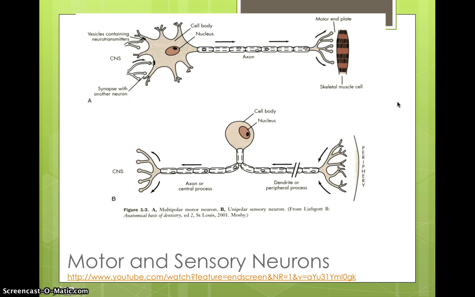Motor and sensory neurons are slightly different in their organization. With a sensory neuron, the cell body, with the nucleus inside the cell, is slightly outside the path of the impulse, also called the action potential. The sensory neuron conveys information from the periphery all the way to the central nervous system, and you can see, because of the anatomy of this neuron, the cell body's outside the path of the impulse. With the motor neuron, the cell body is part of the path of the impulse, and it conveys information from the central nervous system, the brain and spinal cord, through the axon to the target tissue, which in this case is shown as skeletal muscle tissue.